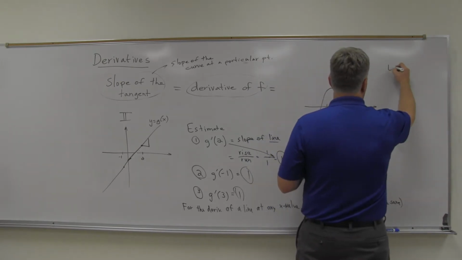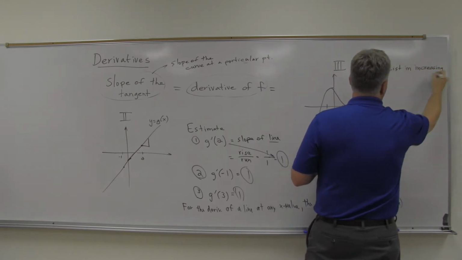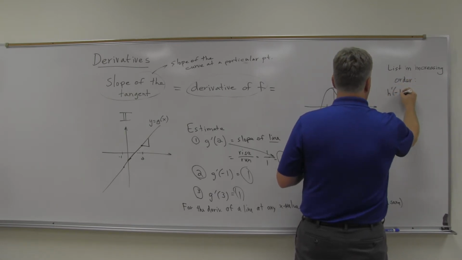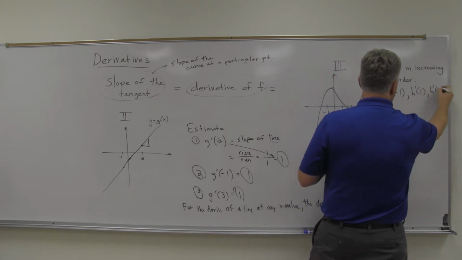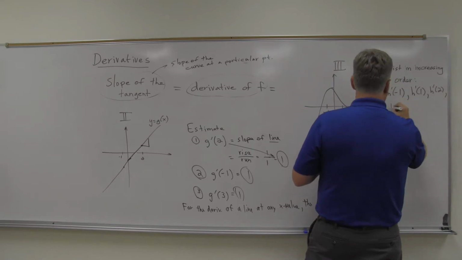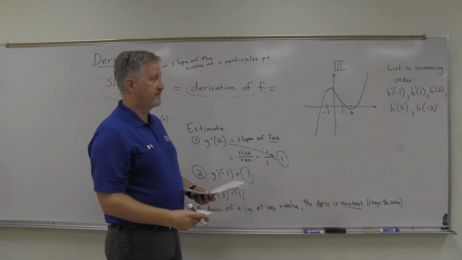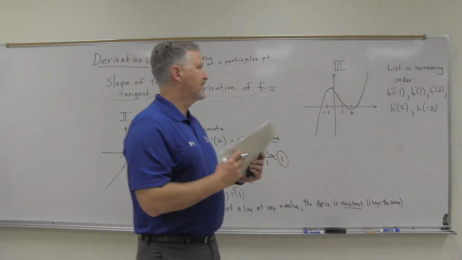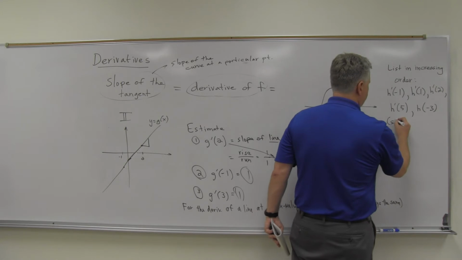List in increasing order the following. h prime of -1, h prime of positive 1, h prime of 2, h prime of 5, and then h of -3. And that last one does not have the prime, doesn't have the derivative symbol, and that's not on accident there. List those in increasing order. So in other words, start with the smallest and then go to the largest.